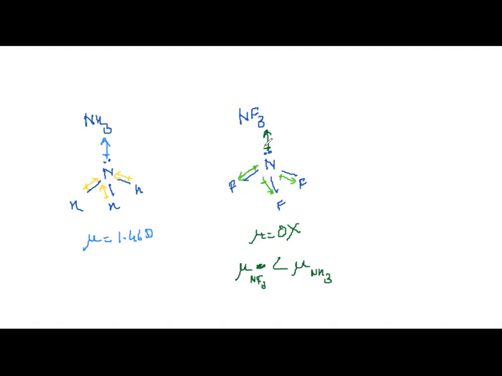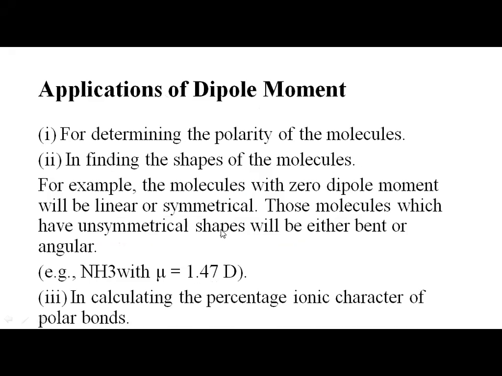So what is the use of this dipole moment? What is the application? We'll check it out. Applications of dipole moment: for determining the polarity of molecules. Though bonds are there, though charges are present, we cannot say it is polar. So the polarity can be determined by dipole moment. Therefore, dipole moment is the degree of polarity of a molecule.